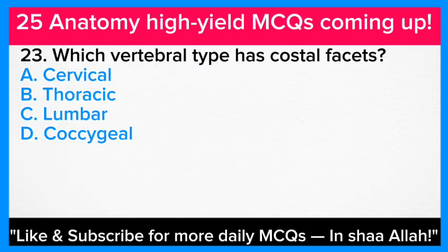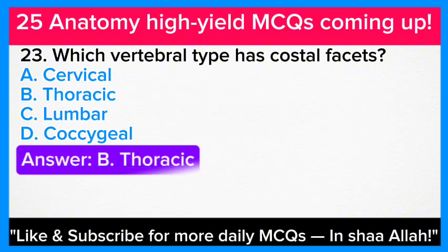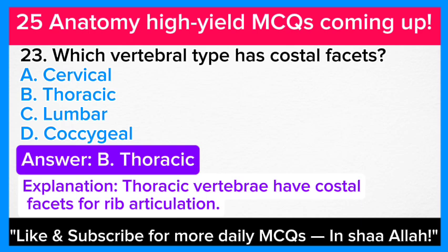23. Which vertebral type has costal facets? A. Cervical. B. Thoracic. C. Lumbar. D. Coccygeal. Answer: B. Thoracic. Explanation: thoracic vertebrae have costal facets for rib articulation.